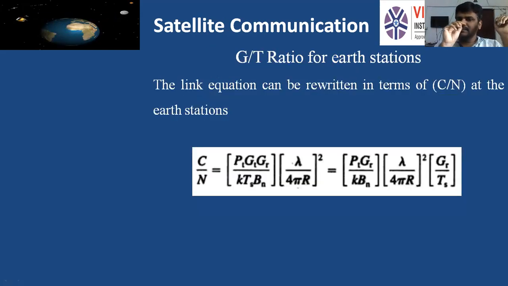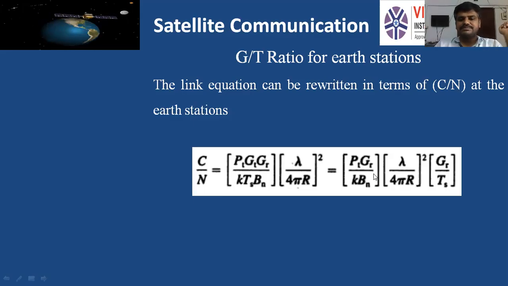So here is the G by T ratio for earth stations, the gain to temperature ratio. The link equation is written in terms of C by N. If you observe any receiver, performance is generally estimated in terms of carrier to noise ratio. So this carrier to noise ratio is written for the receivers, that is earth stations, in order to estimate the performance of the receiver. That is C by N equal to P_T G_T G_R by K T_S B_N into (lambda by 4 pi r) whole square.